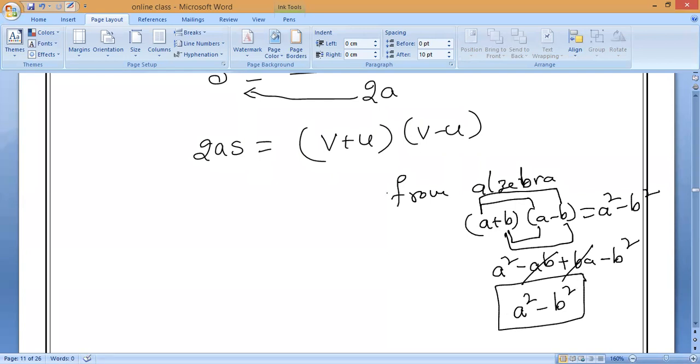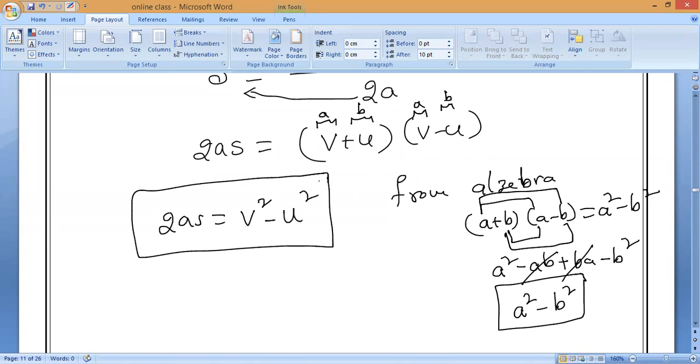So from this I can say, instead of V I can assume A, instead of U I can assume B. In the same way, tell me now what formula will come according to this. Ready? What will come? 2As is equal to V plus U into V minus U. I can take what? V square minus U square. So that is the formula. Yes, so this is the third equation of motion.